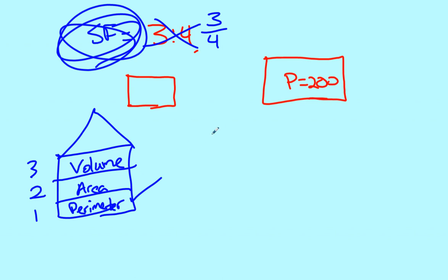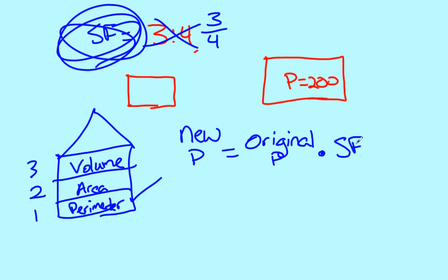No matter what floor of the house we're on, our formula looks like this: the new whatever, in this case perimeter, is equal to the original whatever, again in this case perimeter, times SF, scale factor, raised to some power, which is the same as the floor we're on. Perimeter is just one dimension, so this is just to the first power, or just scale factor. I don't even need to put the exponent there. Now all we have to do is put in our information.